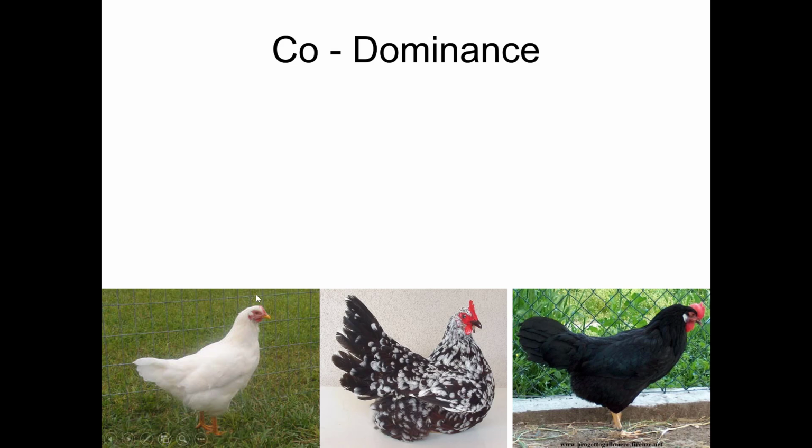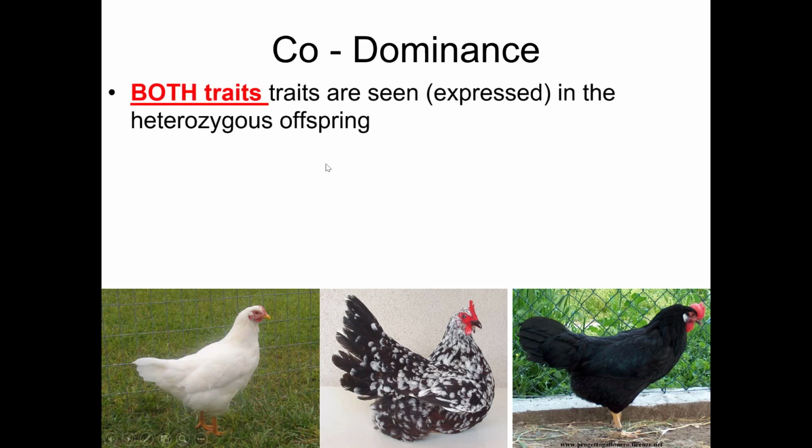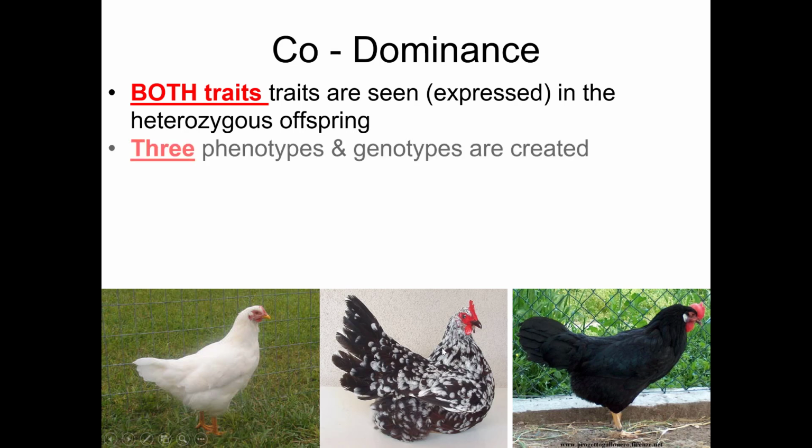So if we look at our pictures below, we have a dominant white chicken, a dominant black chicken, and then the mix would be both present. So both traits are seen or expressed in that heterozygous. So we have homozygous white, homozygous black, and the heterozygous would be our spotted or speckled. This means that we have three phenotypes and three genotypes.